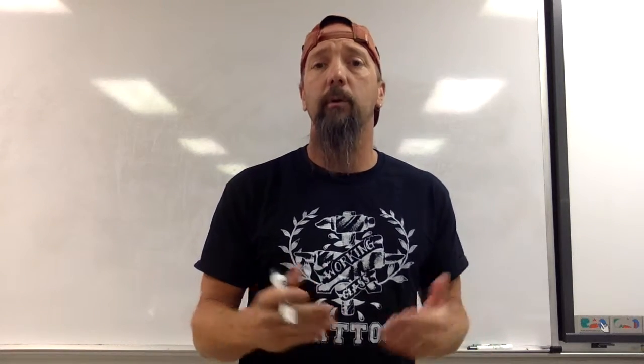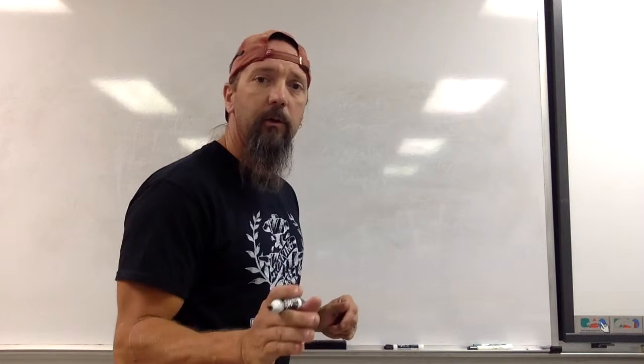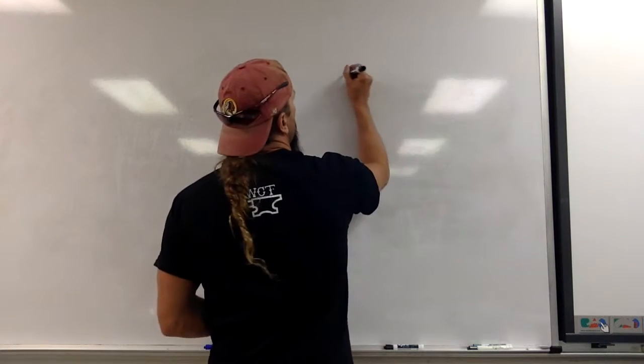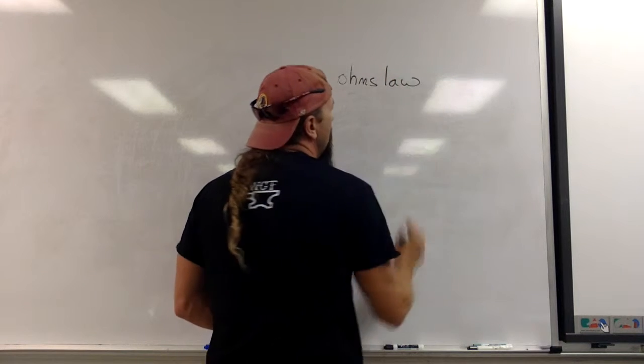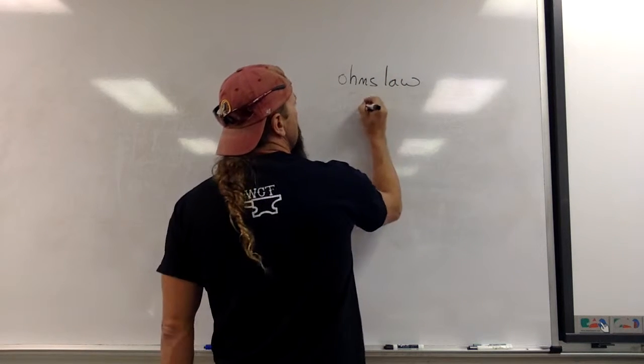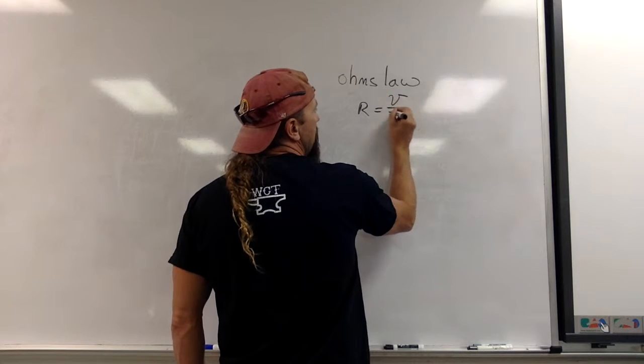Okay, before we talk about circuits, we have to talk about some of the terminology that's used. I'm going to expect you to provide the formulas, the explanations of the formulas, and to work out some of the problems. So when it comes to electric circuits, there's four things we got to know. Number one is going to be Ohm's law. Ohm's law is resistance equals voltage over current.